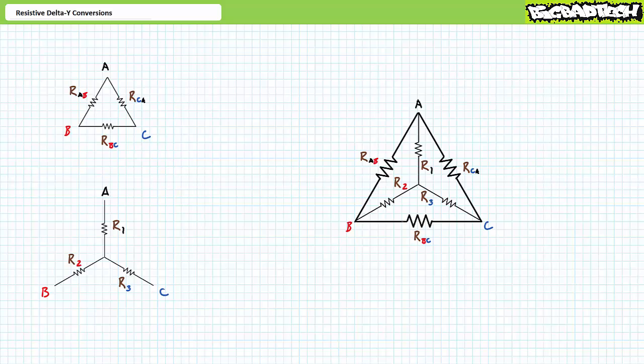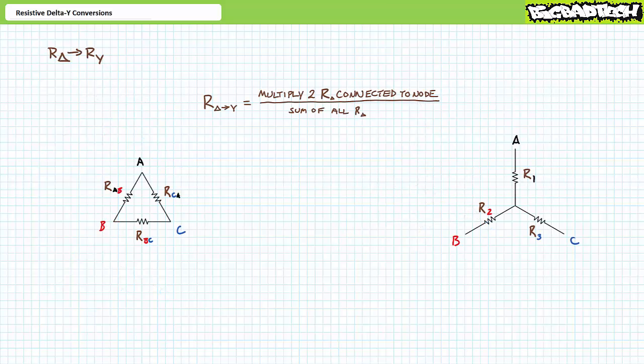Finally, delta resistance RCA is between the nodes you choose to call C and A, and Y resistance R3 is directly connected to the node you choose to call C. This is true if you spin the triangle on its side, stand it on its head, or tilt it at an odd angle. Let's first learn to convert a delta configuration into an equivalent Y configuration.